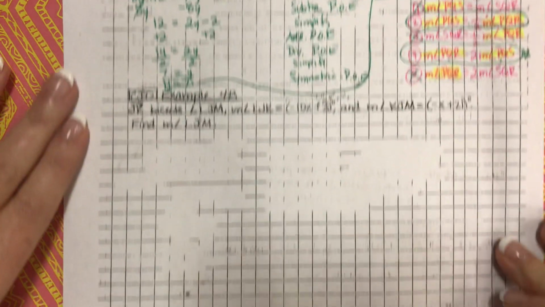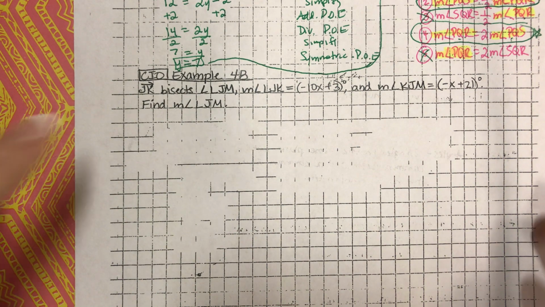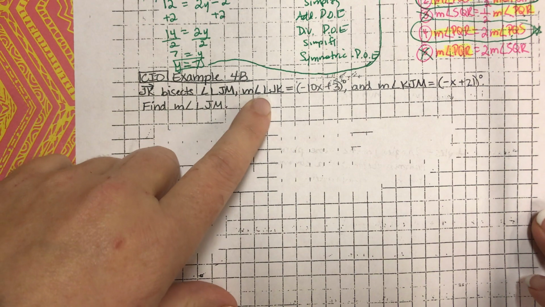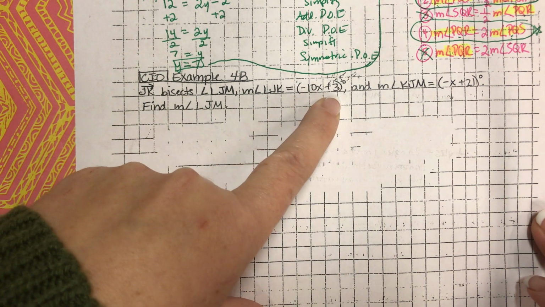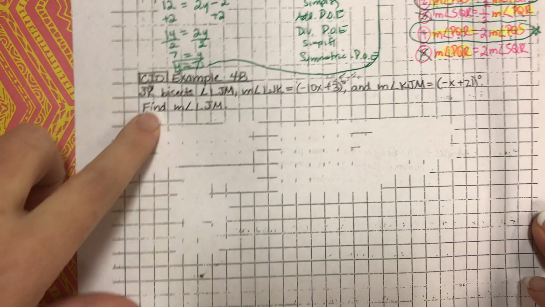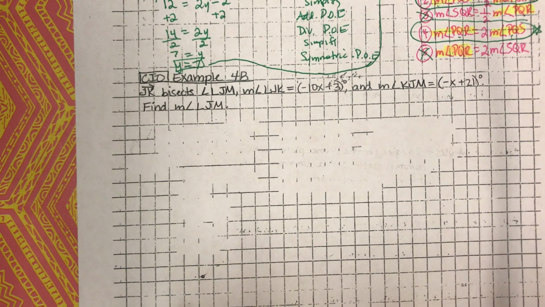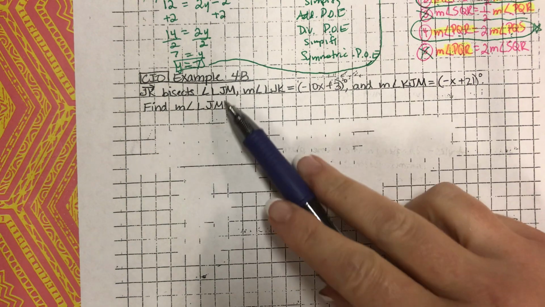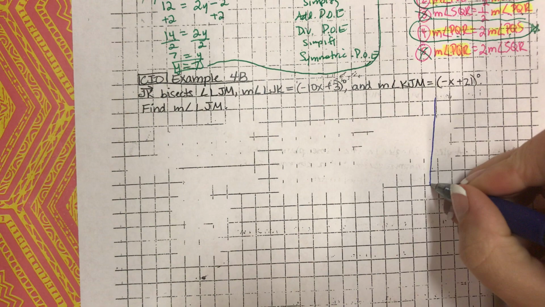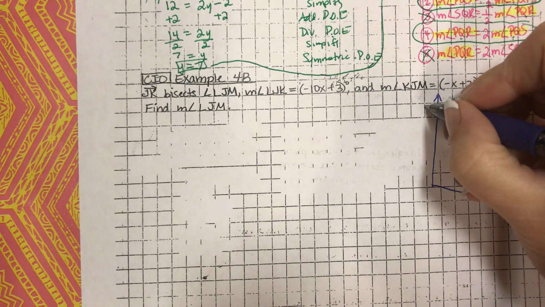All right, perfect. Let's go ahead and work on this last one here. This says JK bisects angle LJM. The measure of LJK equals negative 10x plus 3, and the measure of KJM is equal to negative x plus 21. Find LJM. All right, so the problem I see with this is there is no picture. So whenever there's anything like this, I try to draw a picture. So I'm going to draw an angle here, and this angle is going to be called LJM.